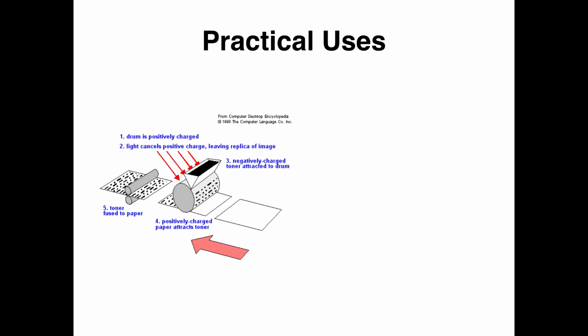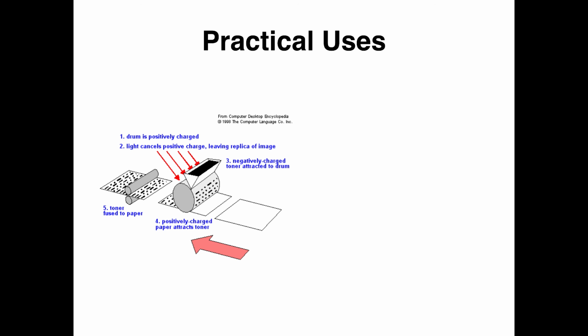So what are some practical uses for static electricity? One of the most common that you run into is a paper printer. Not the inkjet, but the other kinds of printers use electrostatic charge to print. What this does is they charge the drum. As you can see, the drum is positively charged, and when light strikes this positive charge, it leaves a replica image.